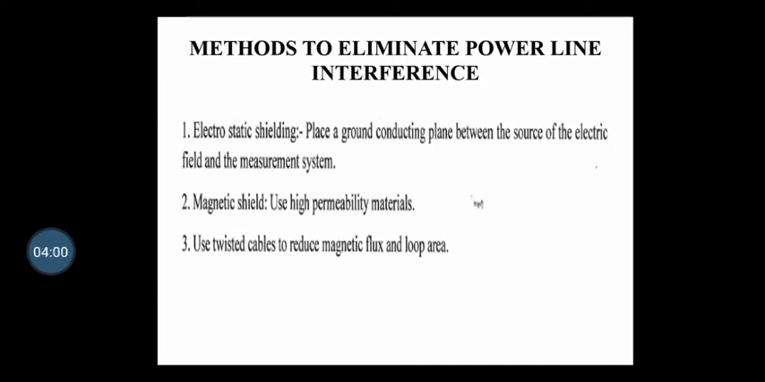Then we are going to see how power line interference will be mitigated or eliminated. The methods to eliminate power line interference are, first, electrostatic shielding. Electrostatic shielding means placing a grounded conducting plane between the source of the electric field and the measurement system. Another one is the magnetic shield, where we use high permeability material. The third one is to use a twisted cable to reduce magnetic flux or loop area. So we are going to see each and every one.